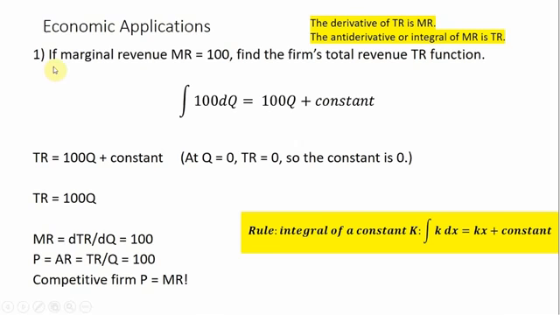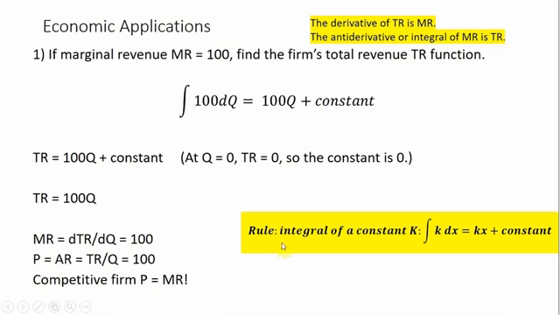So, example 1, we're going to have a firm that has a marginal revenue constant at $100, so marginal revenue equals 100. We want to find the firm's total revenue function. One thing I note here is that the derivative of total revenue is marginal revenue. The process of integration is just the opposite. It can be viewed as the antiderivative. So the antiderivative, or the integral of marginal revenue, will get back to us the original function, which is total revenue. So using our integral notation, the integral of 100 is just going to equal 100q plus a constant.